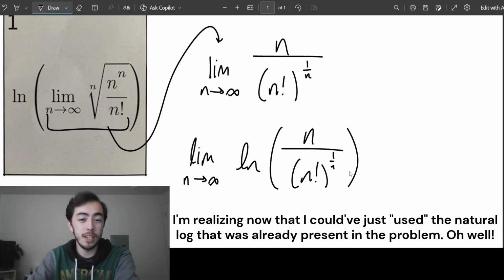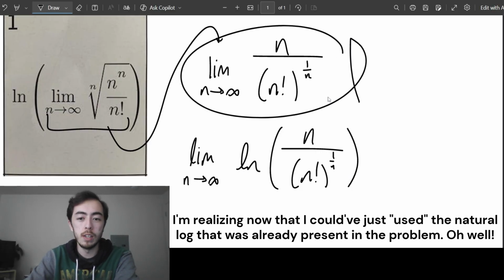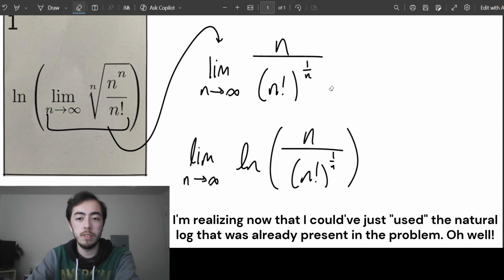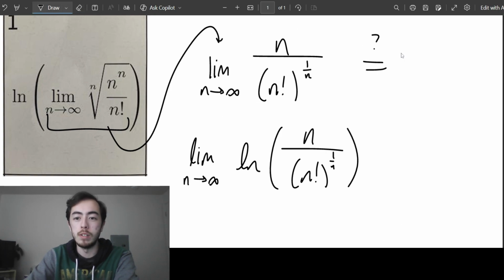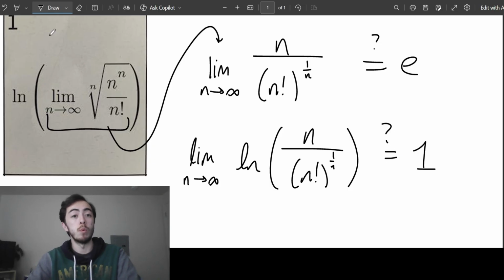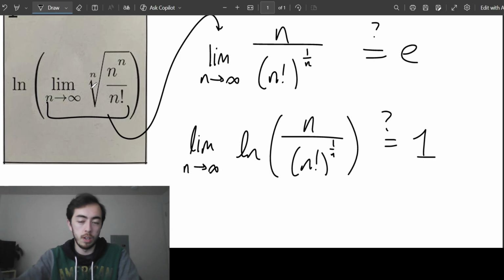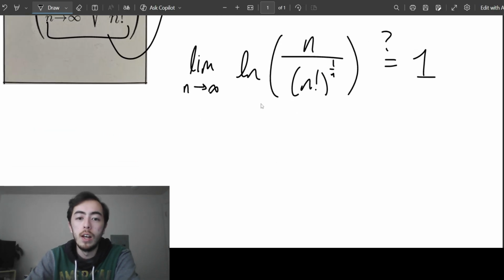So here I am taking the natural log of the limit again. So this one's supposed to be e. So now that I've taken the natural log of it, I'm expecting it to be 1. So let's just keep some notes here. I want to show that this is going to be the number 1, and that's equivalent to solving the problem for today.